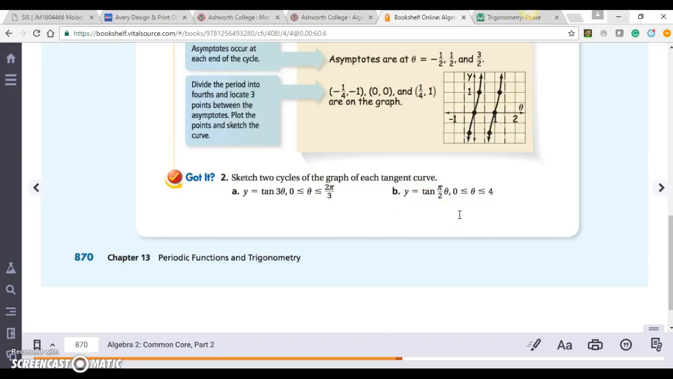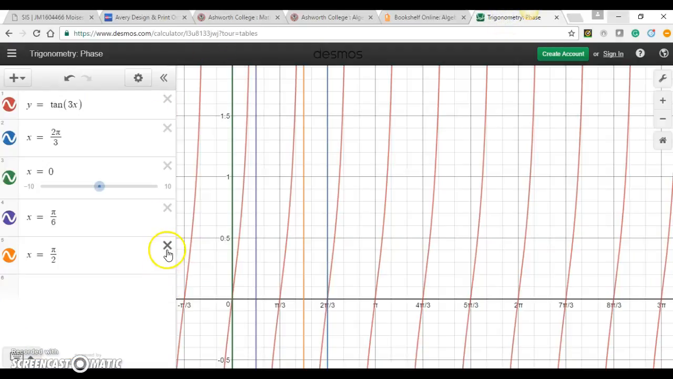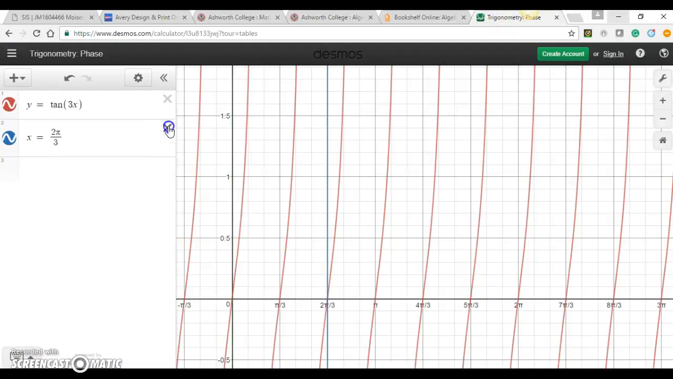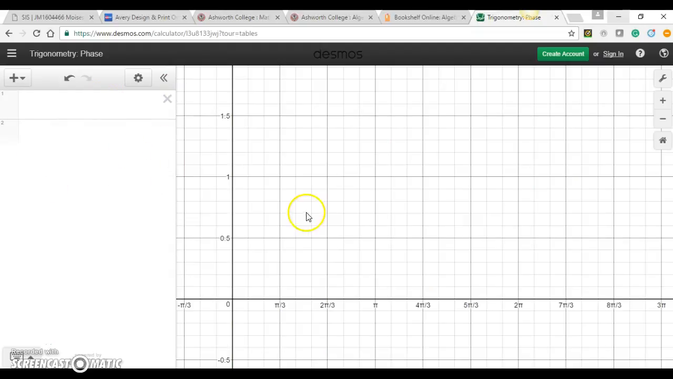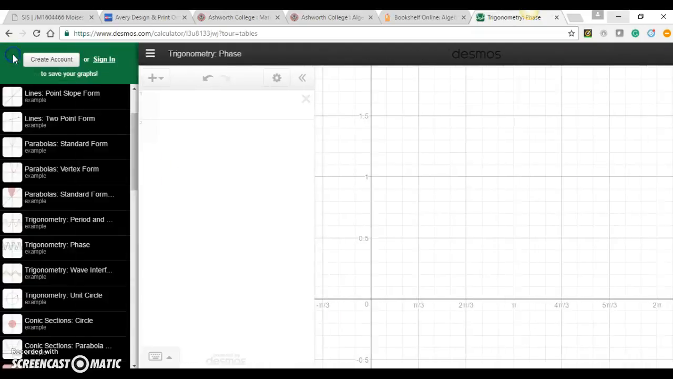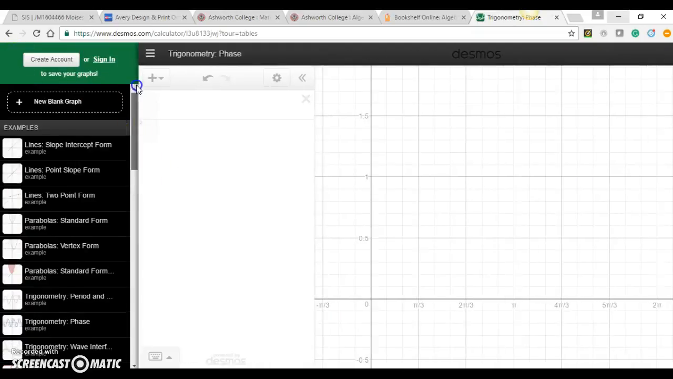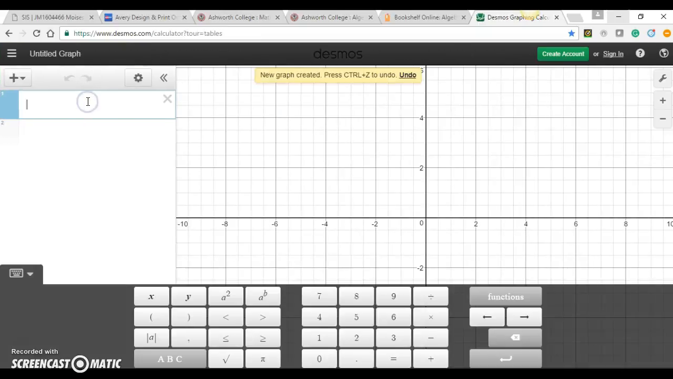Sorry about that, I forgot to do part B. Okay, so we're not done yet. Let's go back. Let's get rid of this. Okay, and we don't need this anymore, so we need a new blank graph.